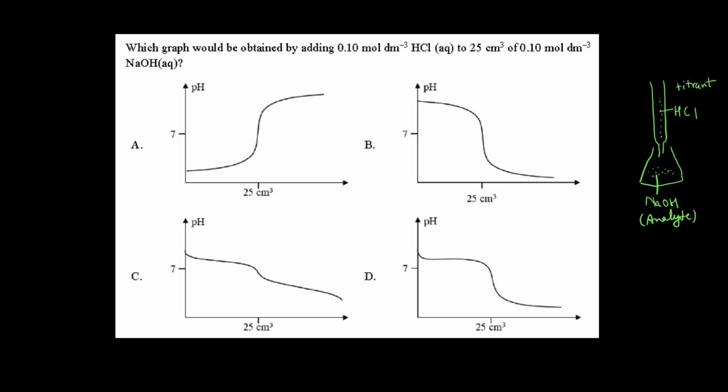the option will be B, because this will represent the pH of NaOH. NaOH is a strong base, and since this is a titration between a strong acid HCl and a strong base NaOH, therefore there will be a sharp drop in pH like this, and then there will be a flattening of the curve at very low pH. So B option.